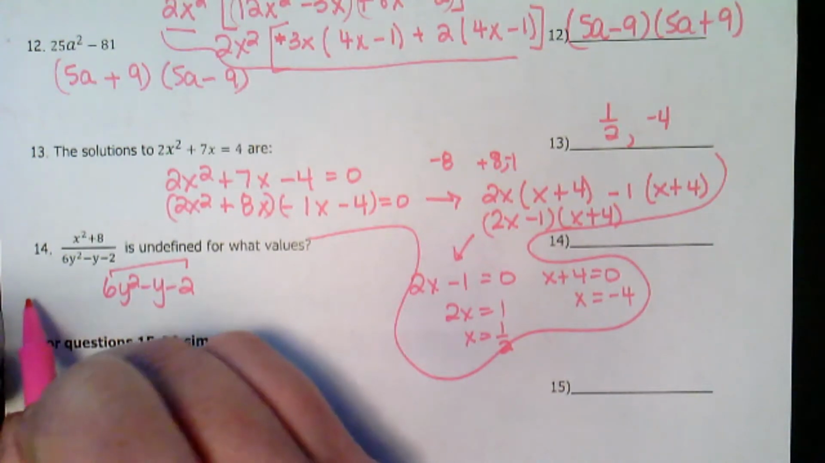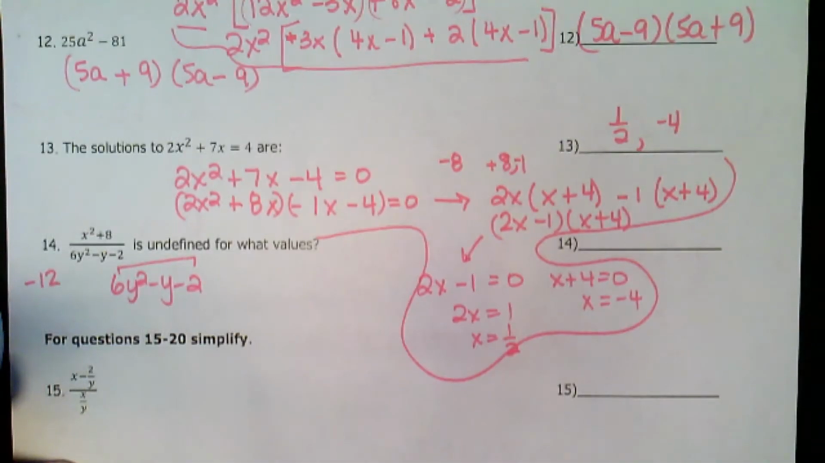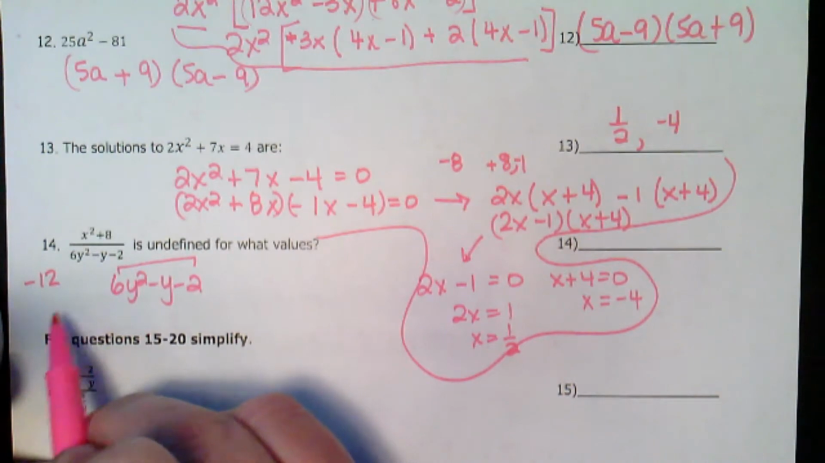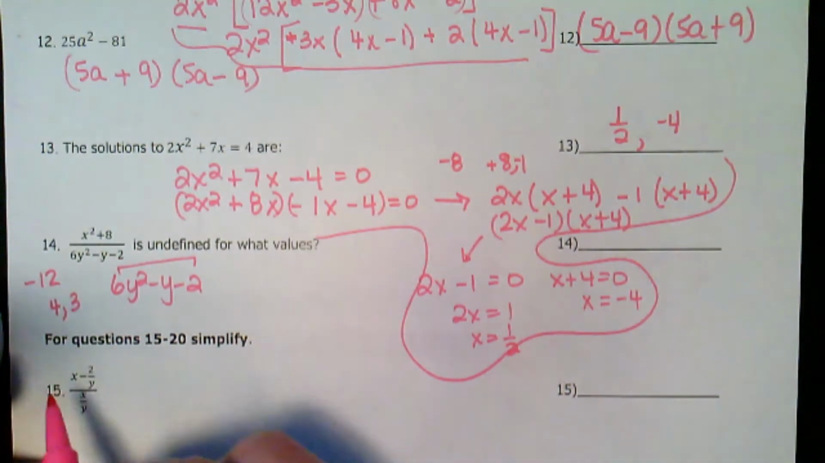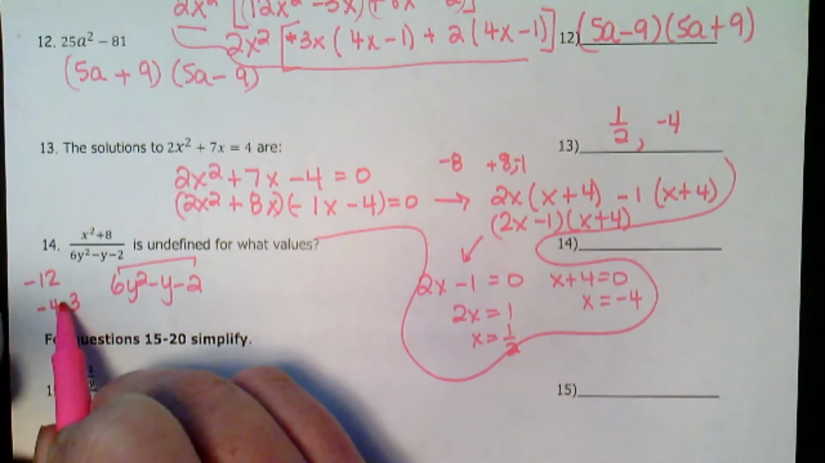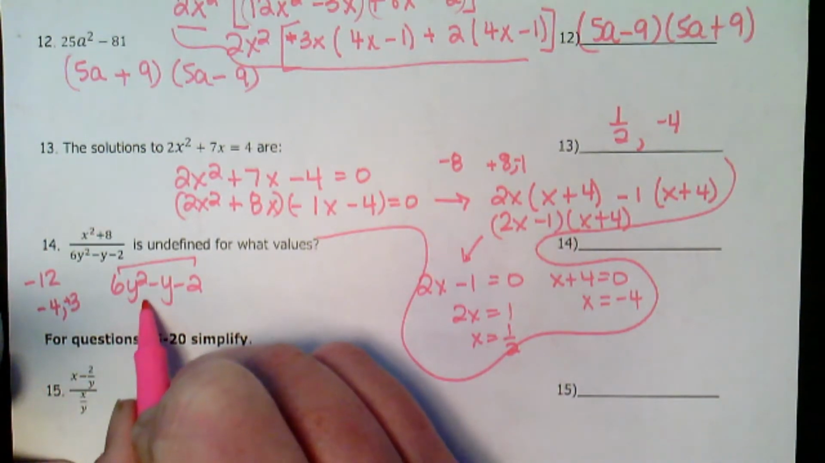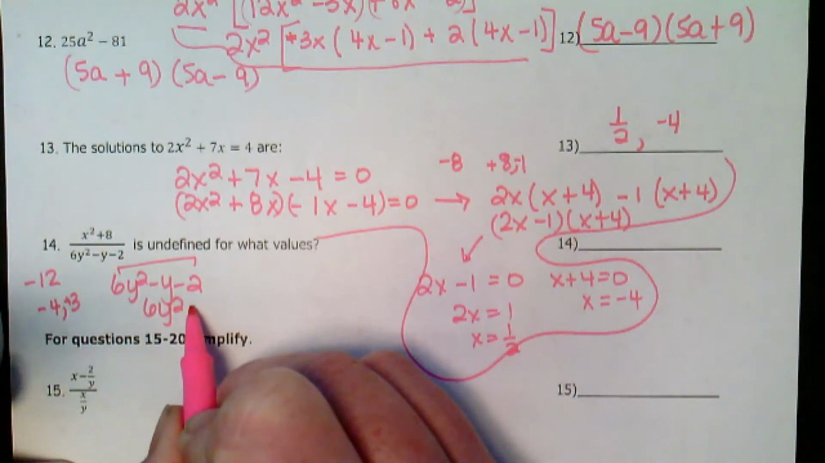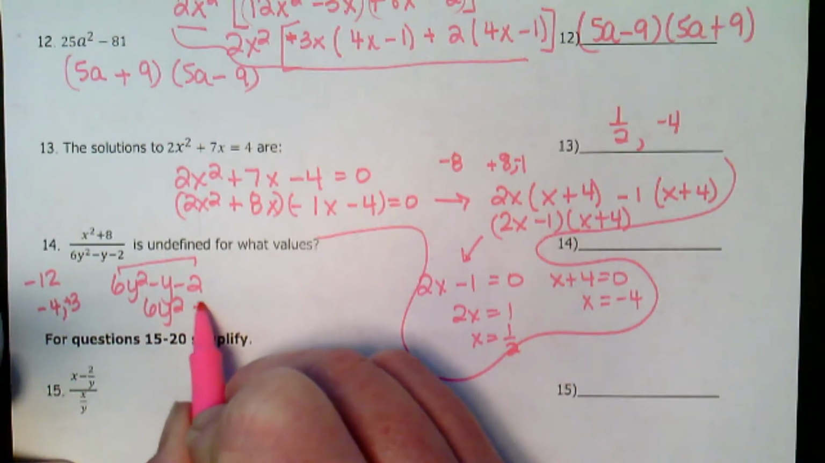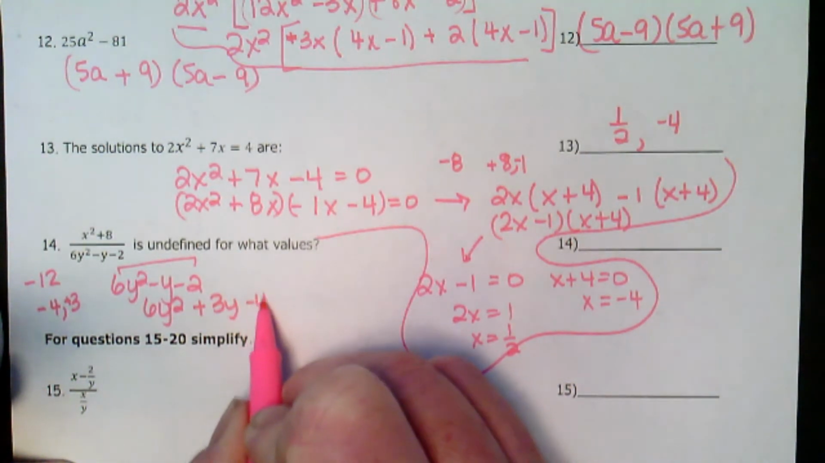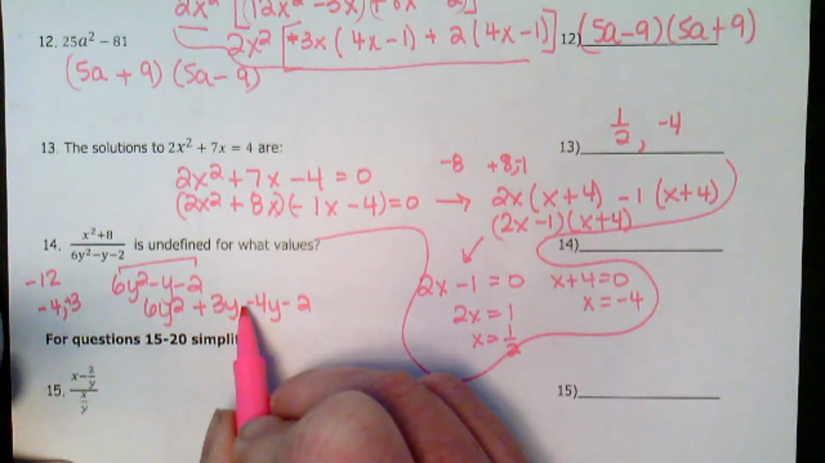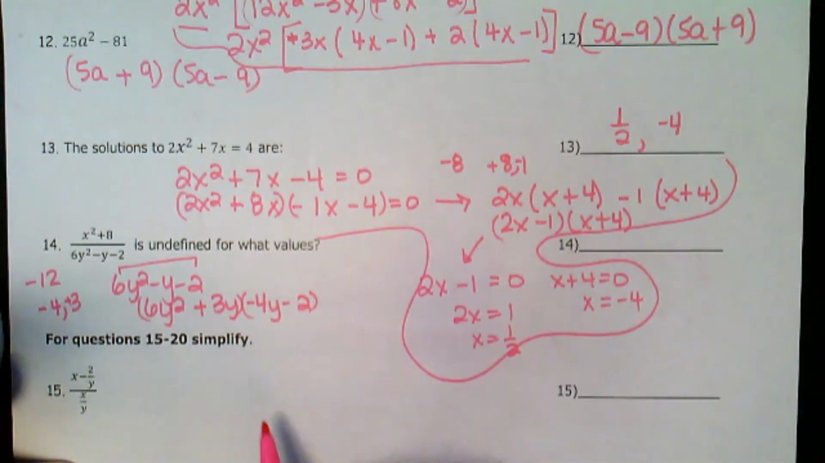So it needs to multiply together to give you negative 12, add together to give you negative 1. 4 and 3 pop in my head. This needs to be negative, this needs to be positive. So let's rewrite this. Let's do plus 3y minus 4y minus 2. Then I'm going to group it.